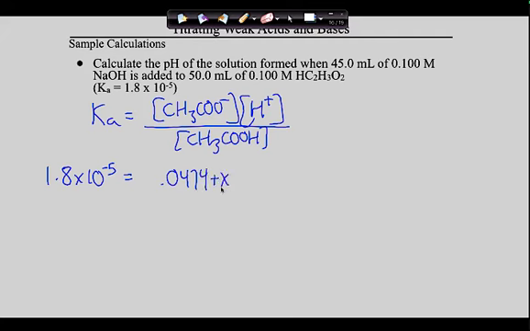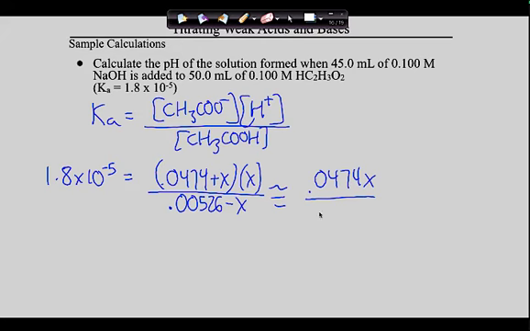0.0474 plus x times x divided by 0.00526 minus x is approximately equal to 0.0474x divided by 0.00526.